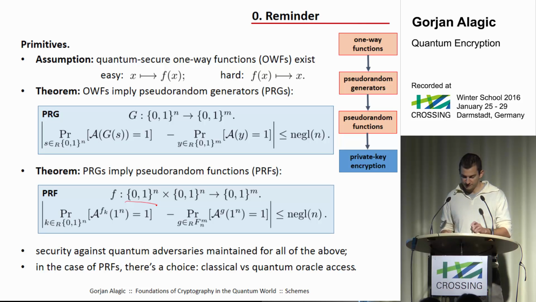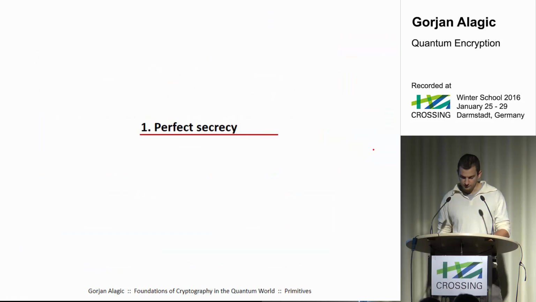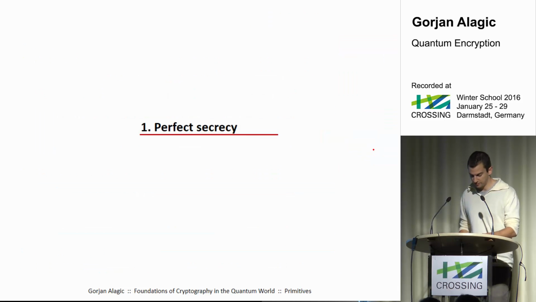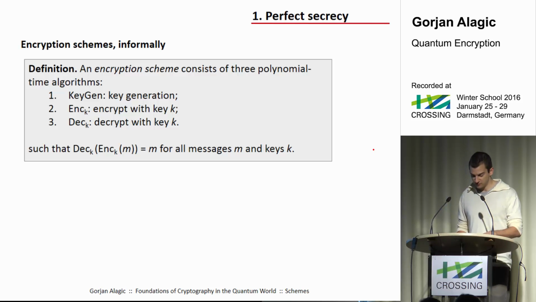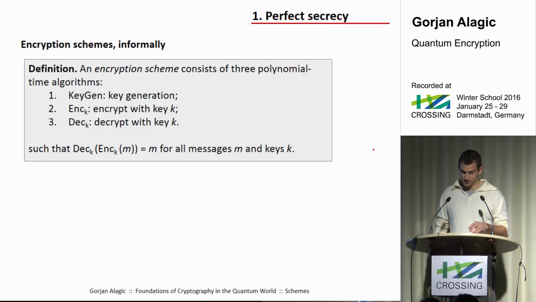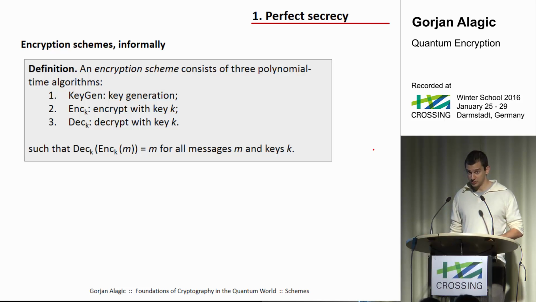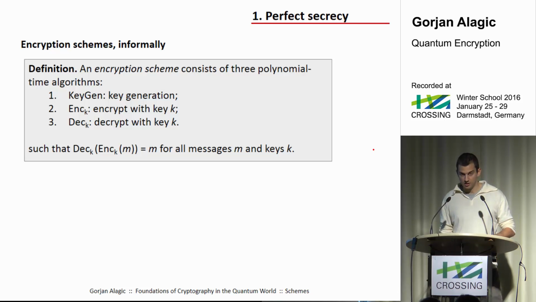So now let me try to finish this picture and talk about encryption. So first let's talk about perfect secrecy. So perfect secrecy of what? I guess encryption scheme. So this is also a private key encryption setting, but not a computational assumptions one. So here we want to really show that no adversary, no matter how much computational power they have, can break the scheme.